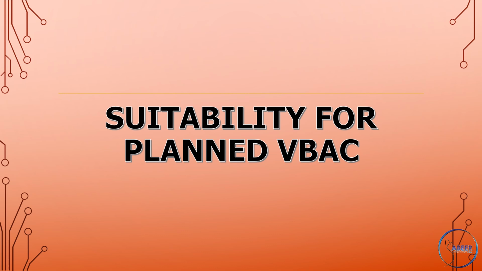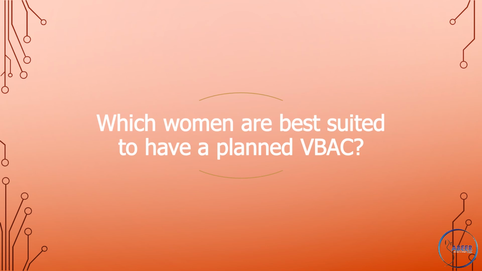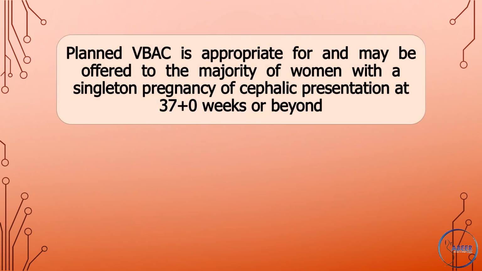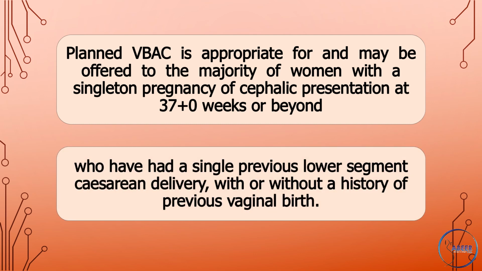Suitability for planned vaginal birth after previous cesarean delivery. Which women are best suited to have a planned vaginal birth after previous delivery? Planned vaginal birth after previous cesarean delivery is appropriate for and may be offered to the majority of women with a singleton pregnancy of cephalic presentation at 37 plus 0 weeks or beyond who have had a single previous lower segment cesarean delivery with or without a history of previous vaginal birth.